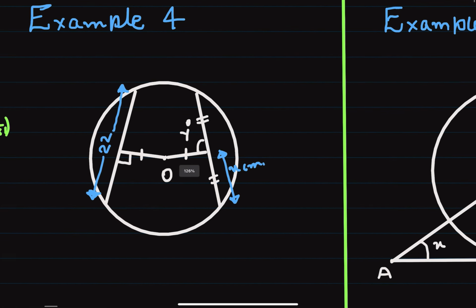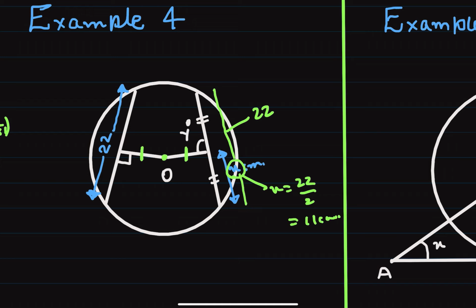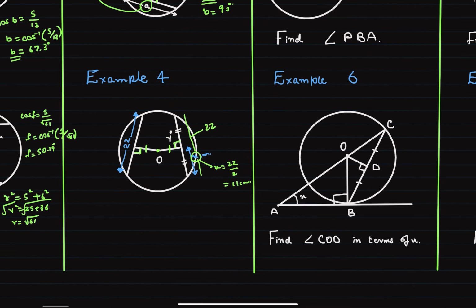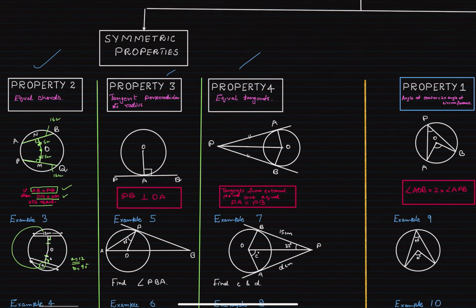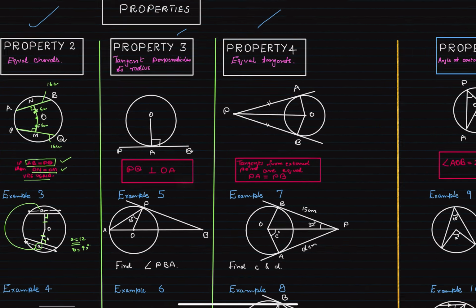Look at this example. Yes, we can see in this circle that these two chords are equidistant from the center. That means this also equals 22 because the distance from the centers are equal. And because this is bisected, this X should be half of 22, that is 11 centimeter. And if this is 90 degree, then this should also be 90 degree because distance from the center is the perpendicular distance, we know that.